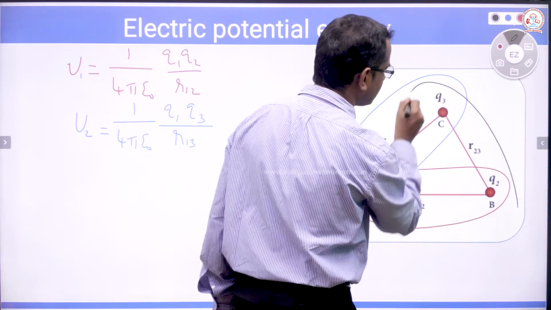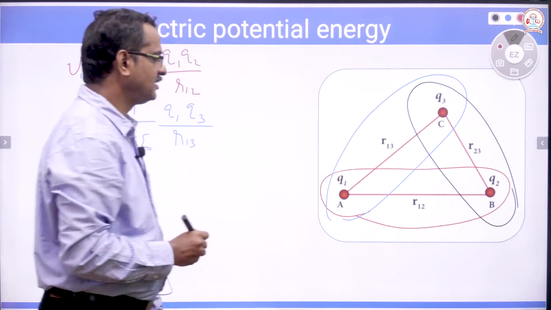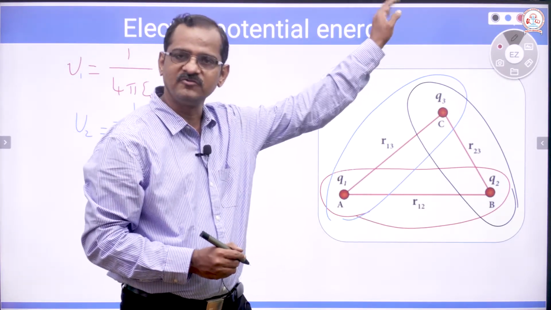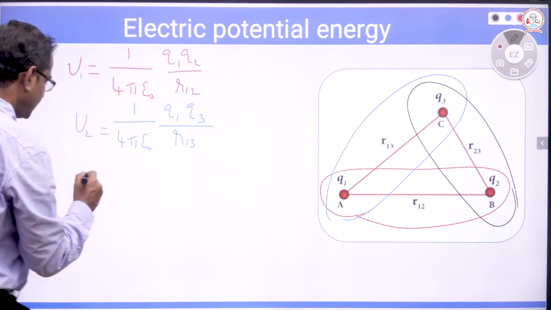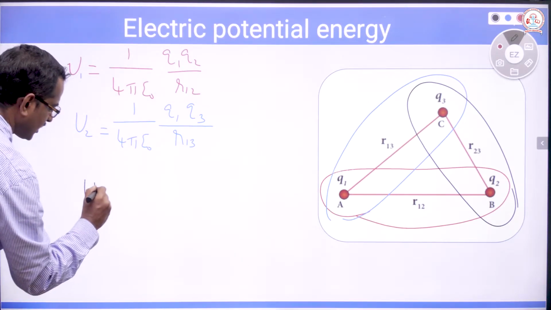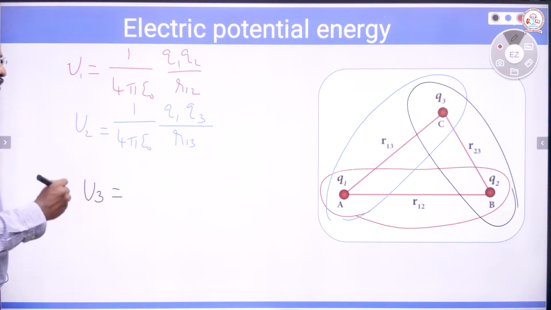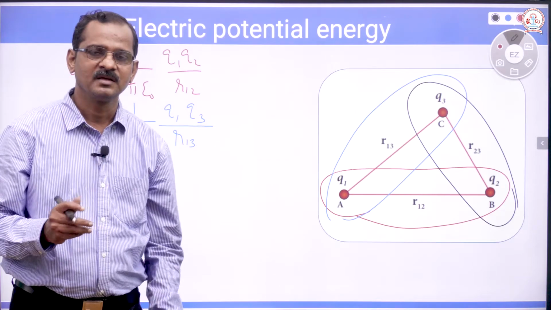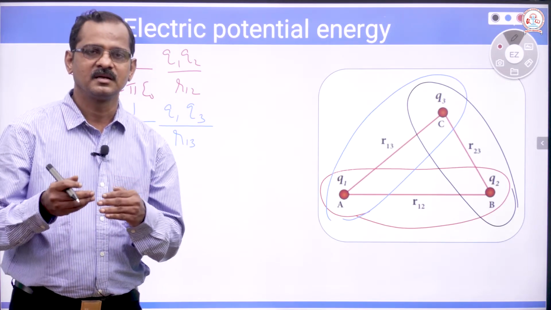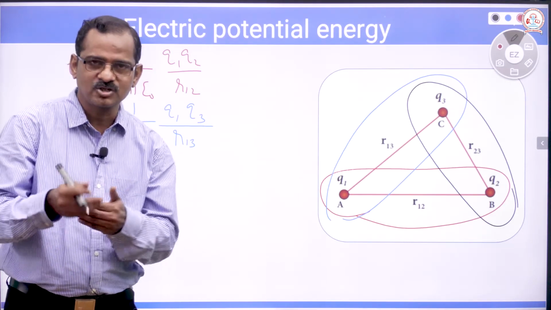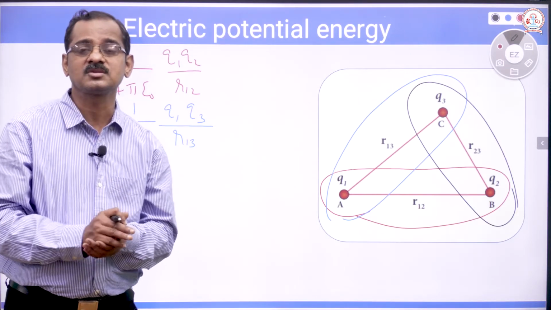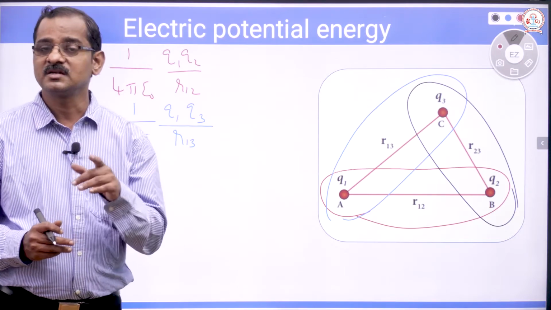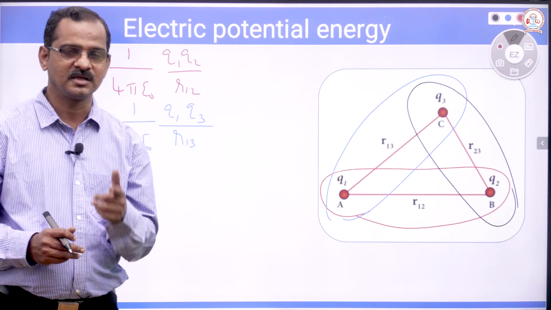In case only Q2 is there and Q3 is moved from infinity to that point, the work done is stored as electrostatic potential energy. In case of a capacitor, when the charge is moved, some work has to be done, isn't it? That is stored as electrostatic potential energy in case of a capacitor. Even in case of an inductor also. In case of an inductor, magnetic energy is stored.